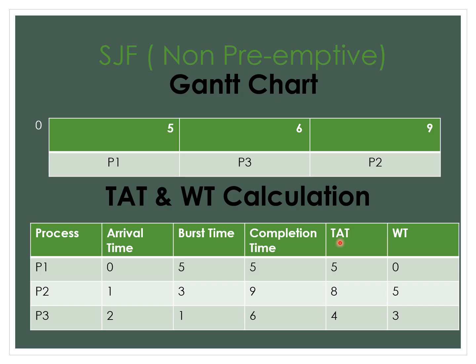Now turnaround time. Turnaround time is equal to completion time minus arrival time. So 5 minus 0 equal to 5. 9 minus 1 is equal to 8. 6 minus 2 is equal to 4.